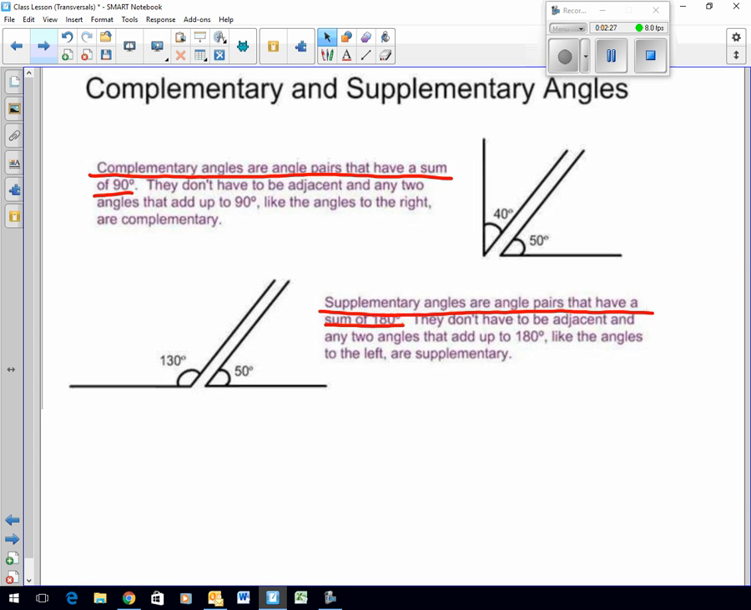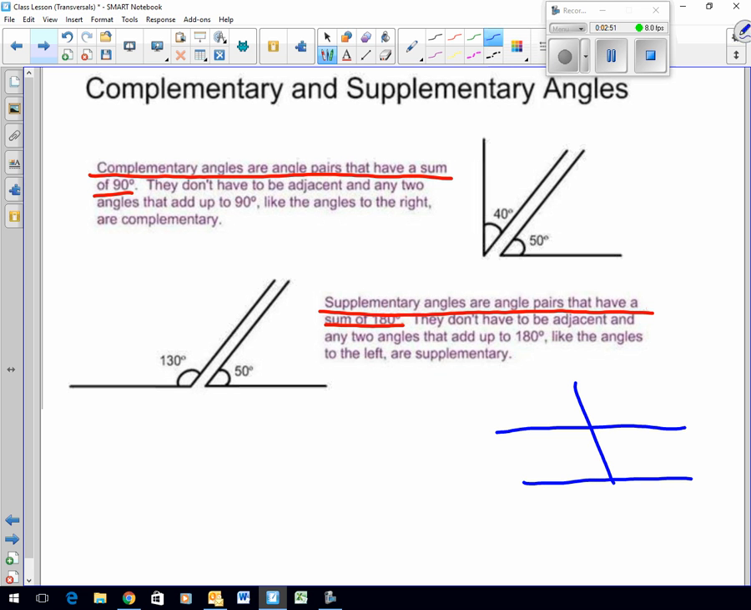Check it out. They don't have to be adjacent. Wait, what? Mr. Hobbs, time out. You kept showing me supplementary angles like this and this and this over and over again. You're right, I did. Today I'm going to expand your mind.